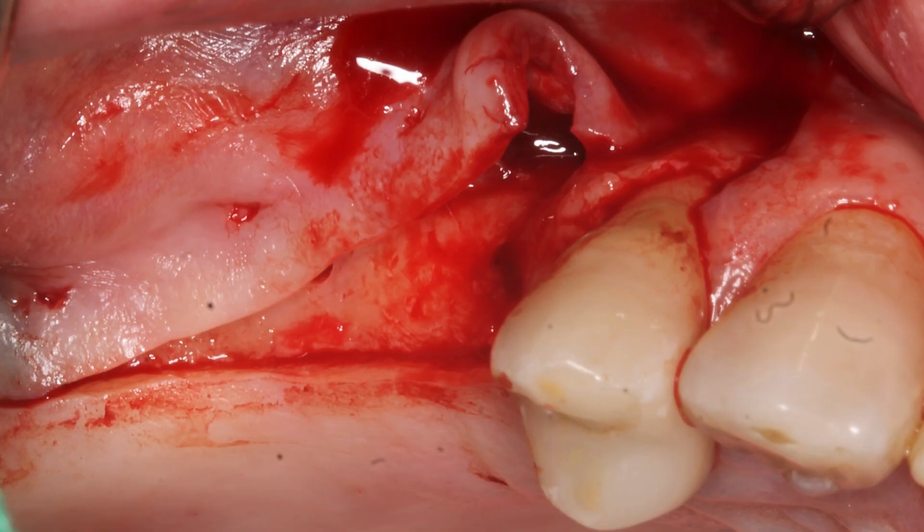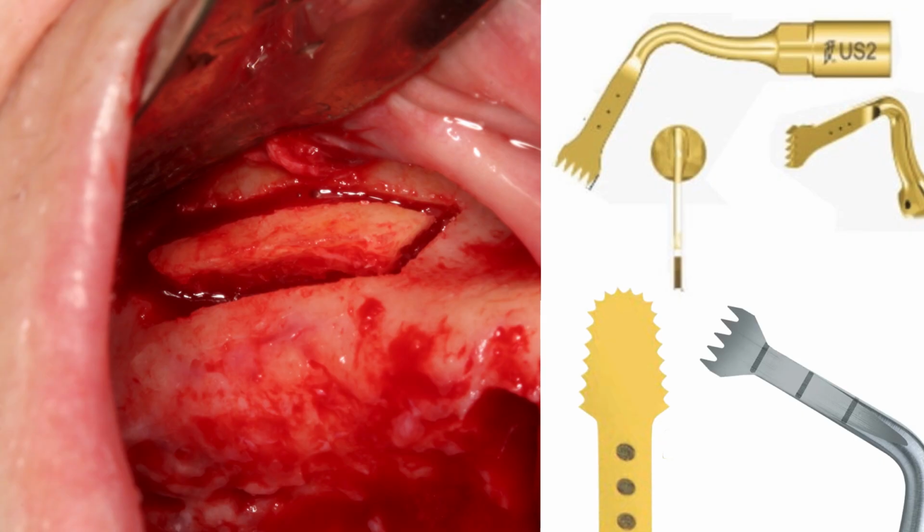So with the help of those small techniques and the appropriate armamentarium, we're able to raise a flap that's very predictable, very clean, without any jagged or unnecessarily roughened edges, which always will delay the healing and, of course, not get the best clinical outcome that we are looking for. Once we have the right exposure, we're starting to do the window preparation.